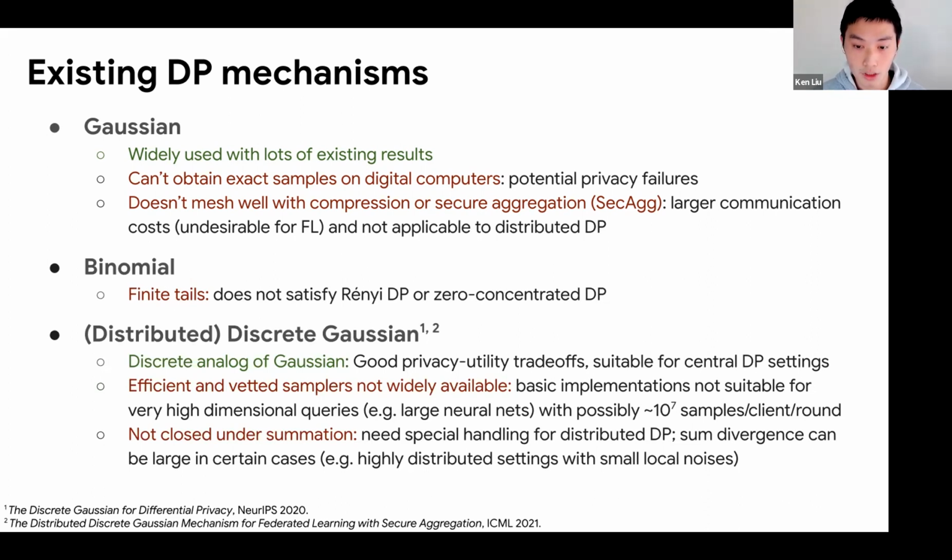Moreover, discrete Gaussians are not closed under summation, and the divergence of the sum depends on the number of samples that we're adding together, as well as the variance of each sample. So this means that in highly distributed settings, such as federated analytics, where we have a huge number of clients to split the central noise, the distributed version of discrete Gaussian could underperform due to small local noise variances.